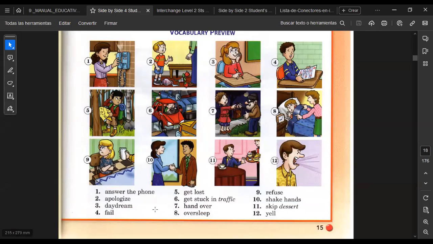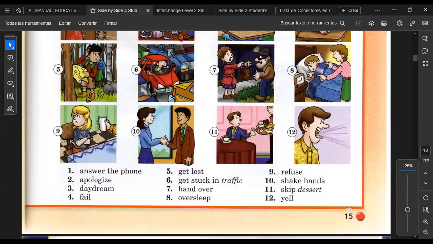Answer the phone. No se ve mucho. Apologize. Okay. Apologize. Number 3, daydream. And number 4, fail. La pronunciación de la 4 es fail, ¿no? Thank you. Milagro, can you help us to read the number 5 to 8?